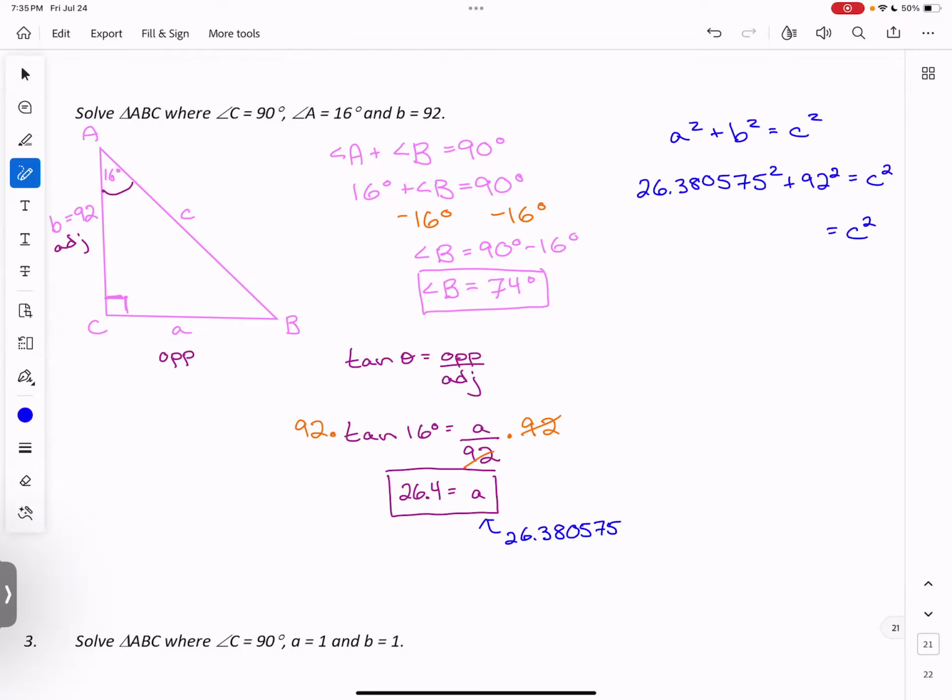So when we type that in, I get 9,159.9347. And then we're going to square root both sides to solve for c. And to one decimal place, that gives me 95.7.